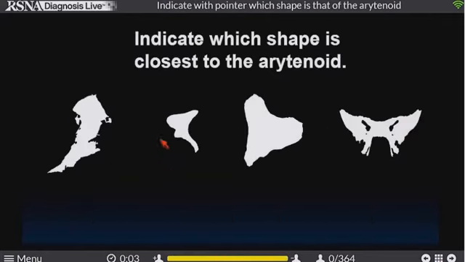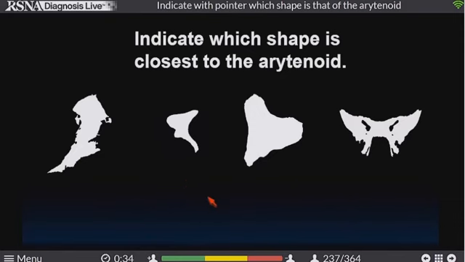All right. Now we have a pointer question. Indicate which shape is closest to that of the arytenoid cartilage. Now some of these images you may have already seen. We may have discussed these earlier on. Those of you that are Canadian, I apologize in advance because one of them does look a little like Quebec. I'll let you guess which one of those is correct.